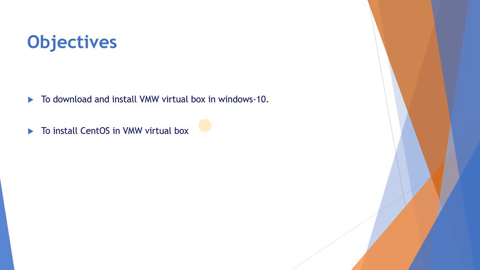The objective of this lecture is to download and install VMware VirtualBox in Windows 10, because I am using Windows 10, and then the installation of CentOS 6.8 in VMware VirtualBox. Actually, one can install CentOS on a separate desktop by using Google or YouTube, but for this tutorial I am using VirtualBox, so I will install this CentOS in this VirtualBox.